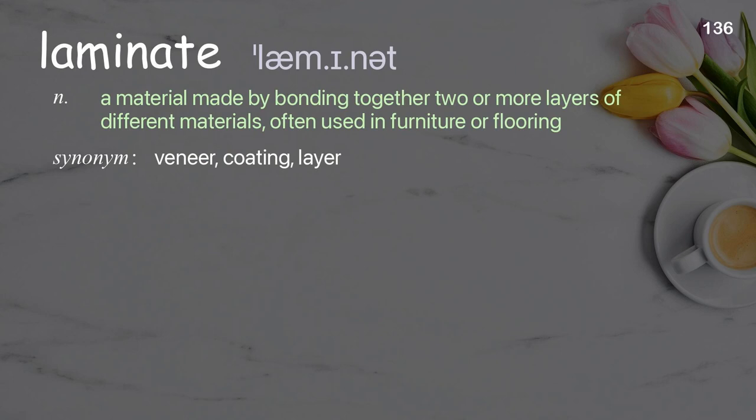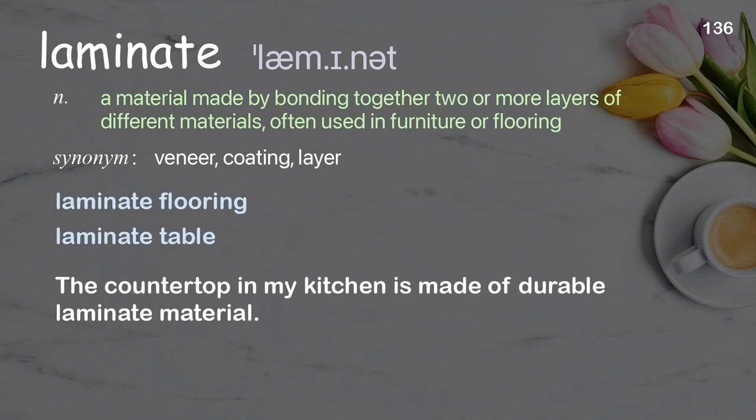Laminate. A material made by bonding together two or more layers of different materials, often used in furniture or flooring. Examples. Laminate flooring. Laminate table. The countertop in my kitchen is made of durable laminate material.